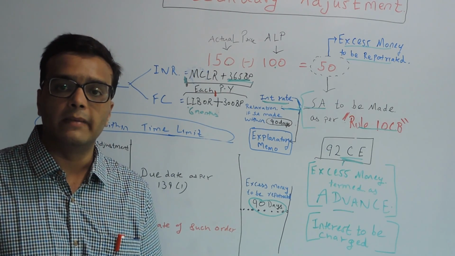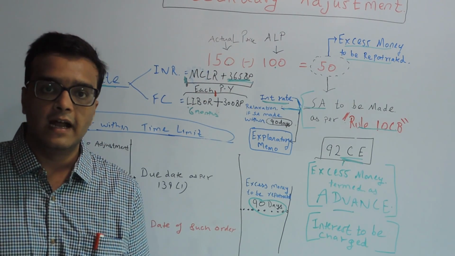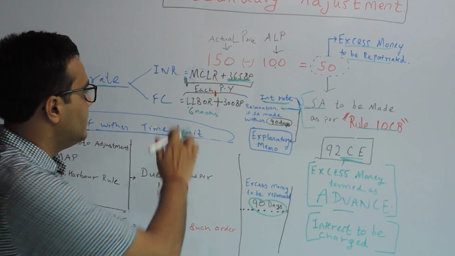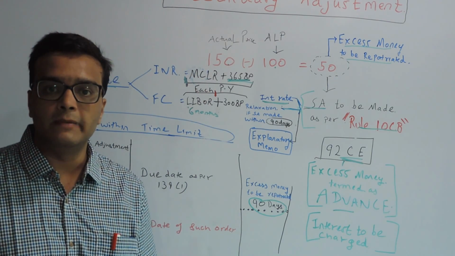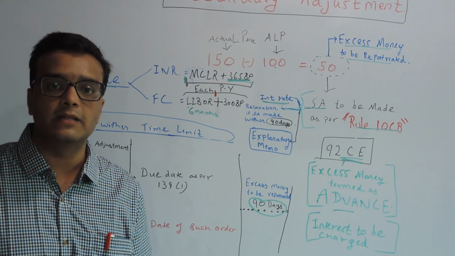Going through the explanatory memorandum, it becomes clear that each and every year interest will be calculated, and the rate of interest for each and every year will be this specific rate. That means the relevant previous year means each and every year for which the secondary adjustment is made.